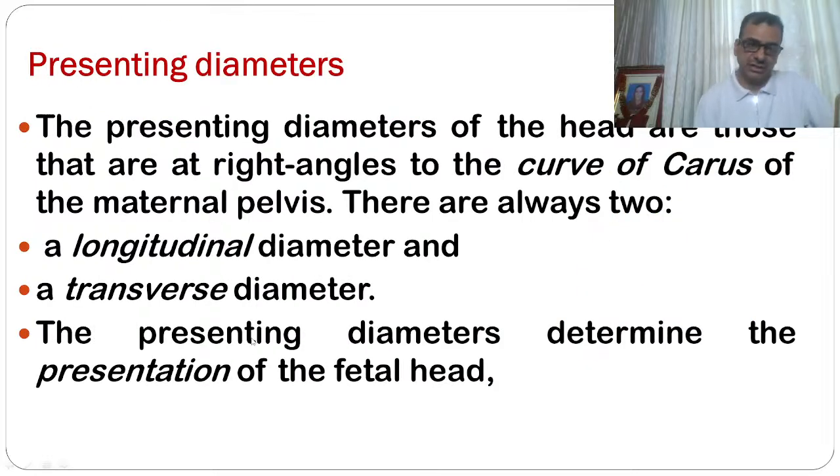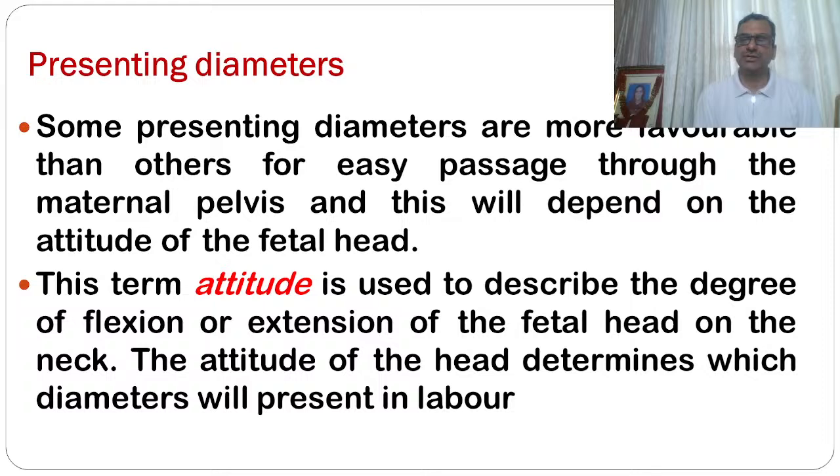Now presenting diameter. What are the presenting diameters? The presenting diameters of the head are those that are at right angle to the curve of Carus at the time of engagement, so two diameters will be there. These will be known as the presenting diameters. One will be longitudinal diameter and one will be transverse diameter. The presenting diameter determines the presentation of fetal head. Some presenting diameters are more favorable than others for easy passage through the maternal pelvis, and this will depend on the attitude of the fetal head.